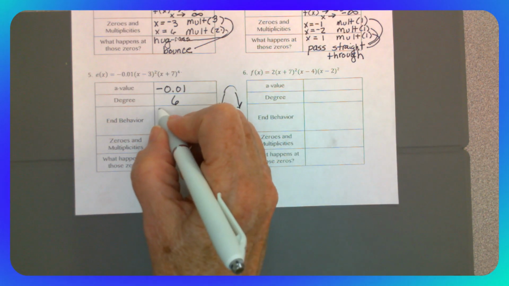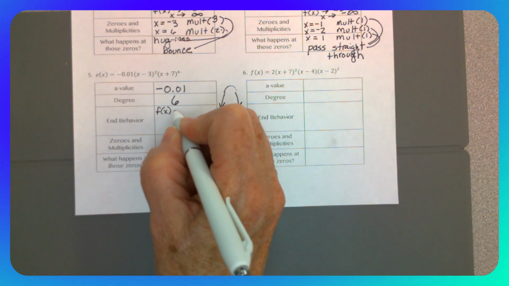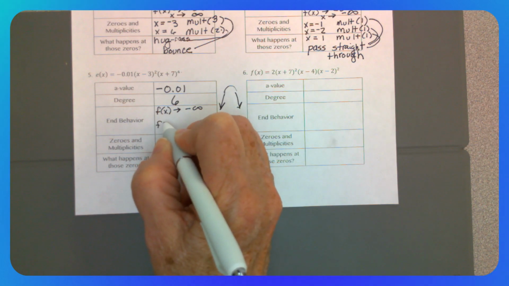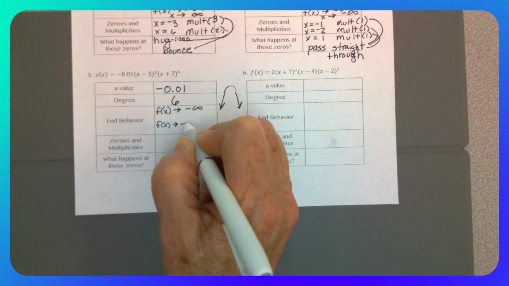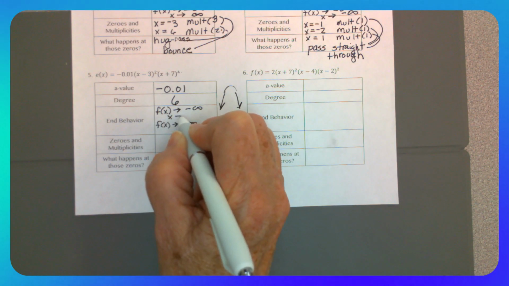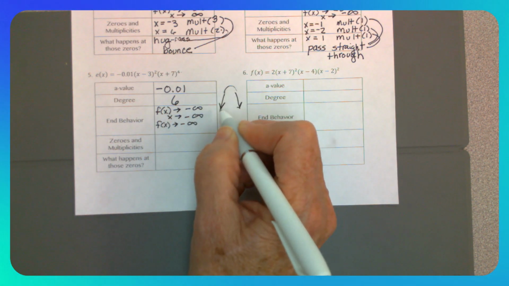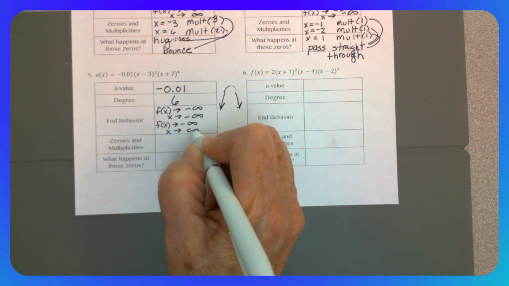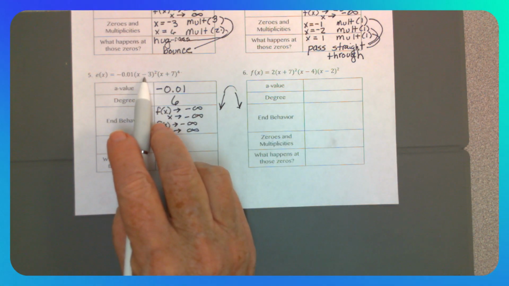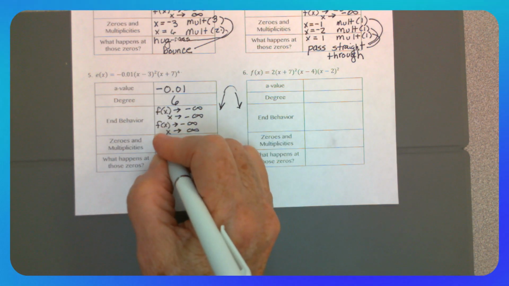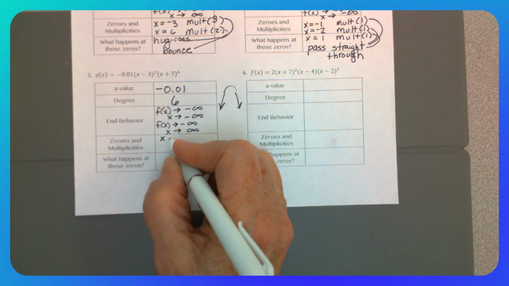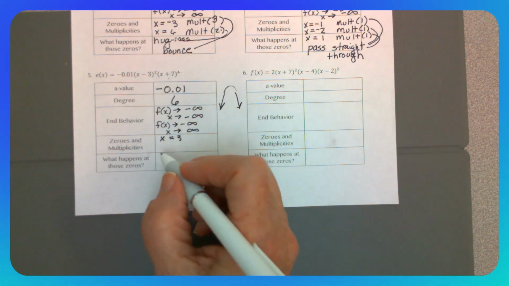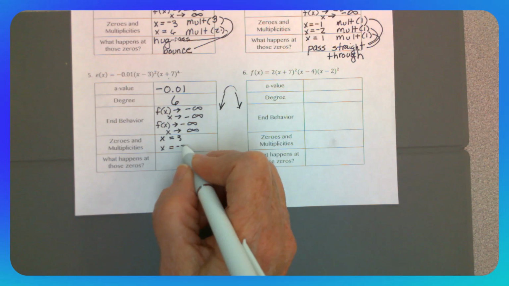All right, so the end behavior, our f of x, is going to be approaching negative infinity on both sides. As x approaches negative infinity, it's going to go down. And as x approaches positive infinity, it's also going to be going down. Our zeros are at x equals 3. Set each factor equal to 0 and solve for x. So x is equal to 3. And here, x is equal to negative 7.